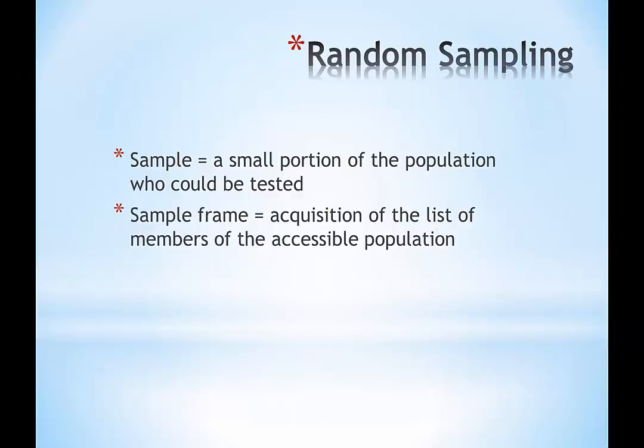A slightly different terminology: the sample frame is the acquisition of the list of members of the accessible population. So for instance, if I was interested in that Boise State population of 20,000 undergraduates, the sample frame would be once I had the actual list of members who are accessible.